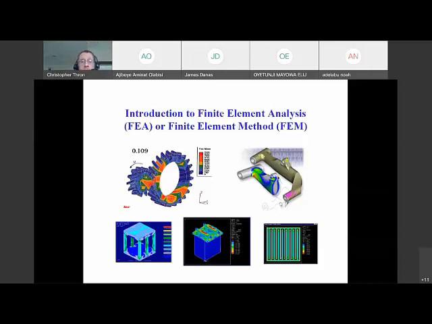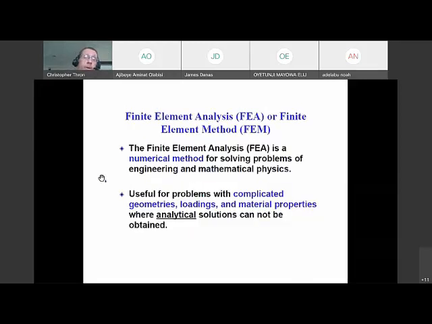Right? So you can see several examples of this. Here's another piece of machinery, and this is a semiconductor. I'm not even sure what these are, but as I said, they may show temperature, stress, or some other quantity that varies throughout the object. So that's a common use of finite elements.